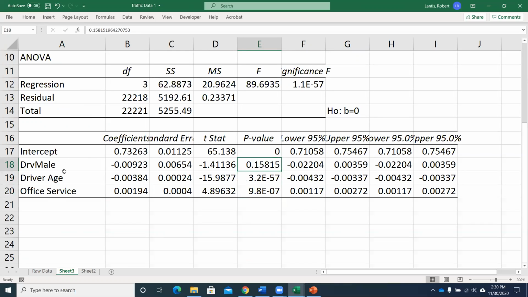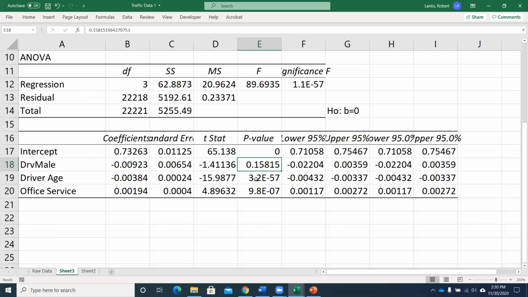But for whether or not the driver's male, it's impacted whether or not. So might have to cut this out.